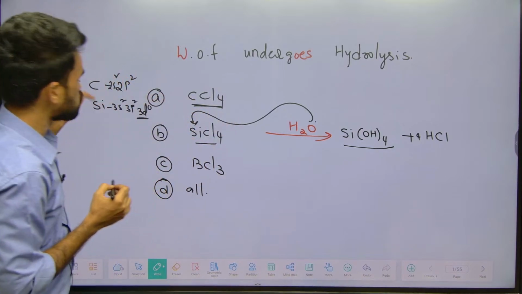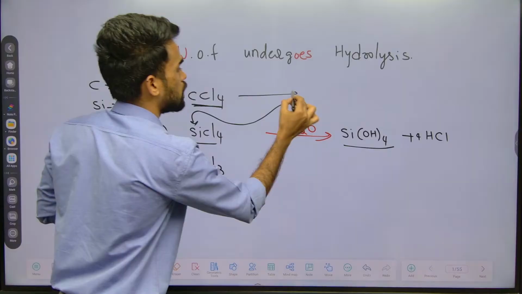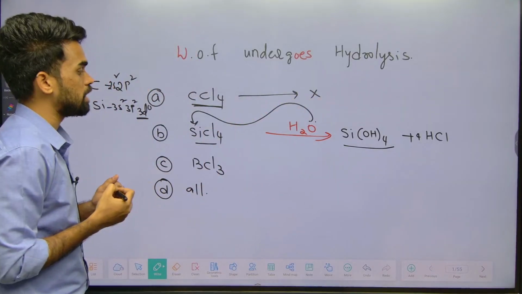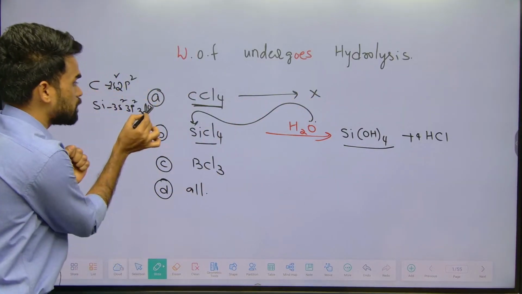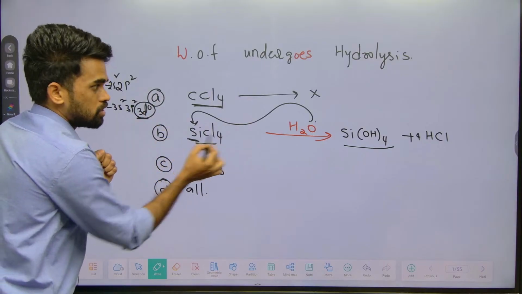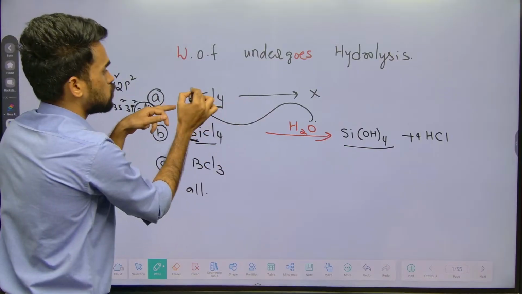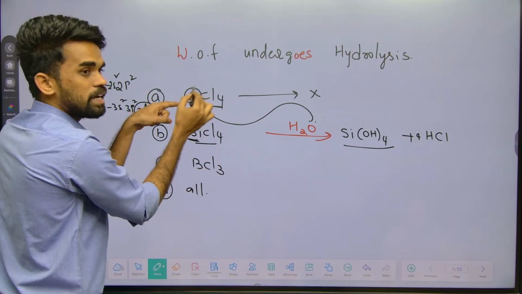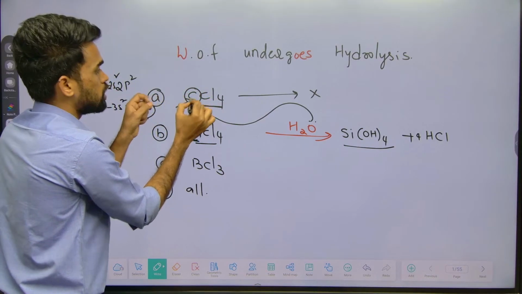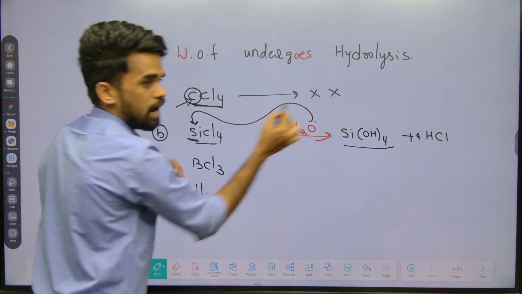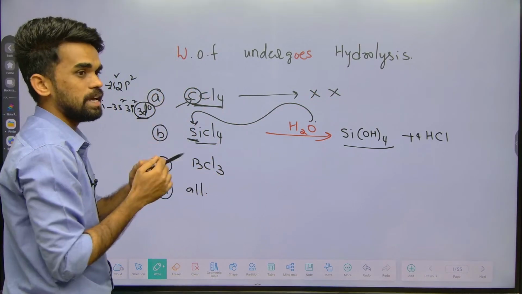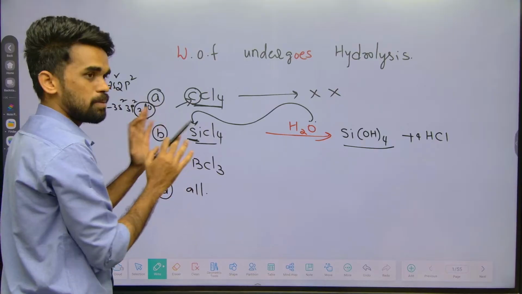Now what about CCl4? This also belongs to the same group, but it will not undergo hydrolysis. Why will it not? I told you there is an empty d orbital in silicon, so water can attack there. But in carbon there is no empty d orbital, no vacant orbital. Therefore CCl4 will not undergo hydrolysis. You can say it is inert, and SiCl4 is labile, if you want.